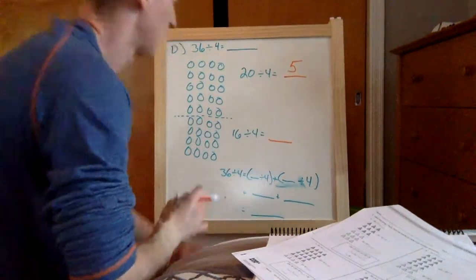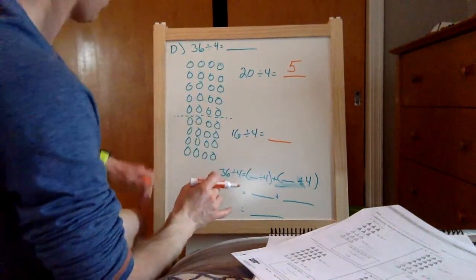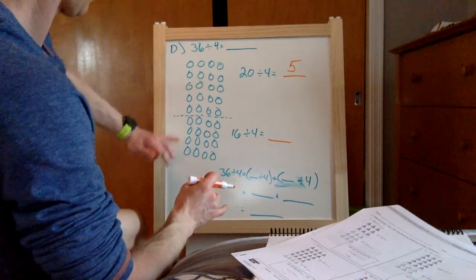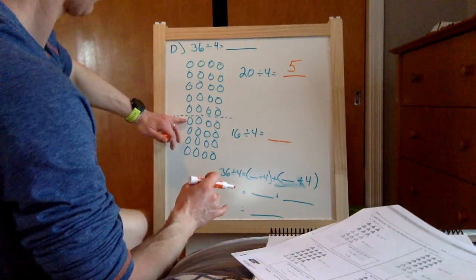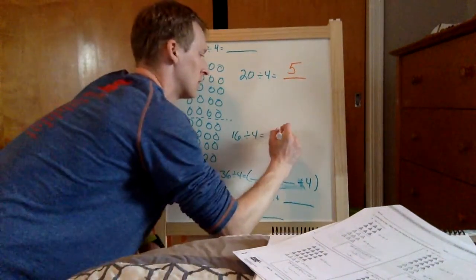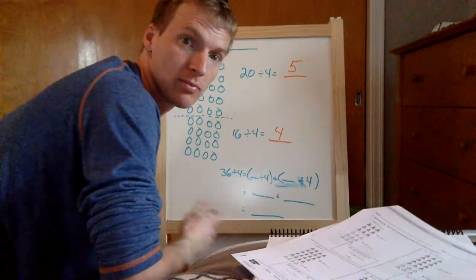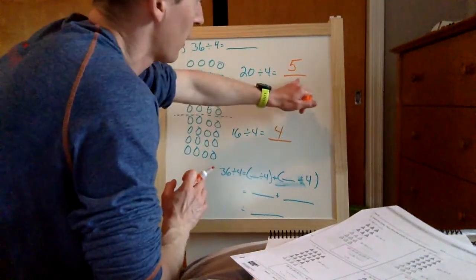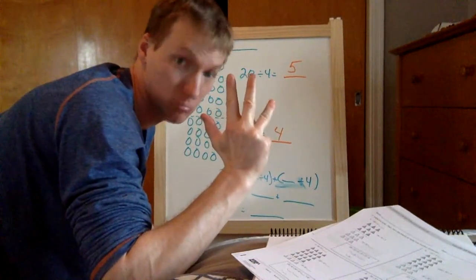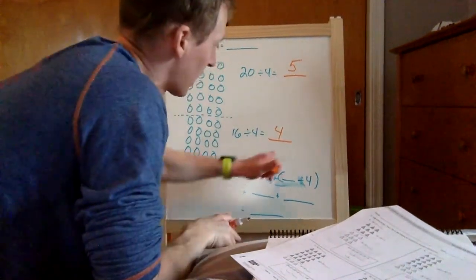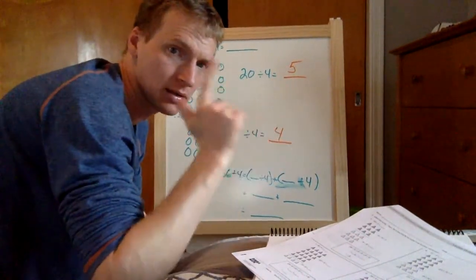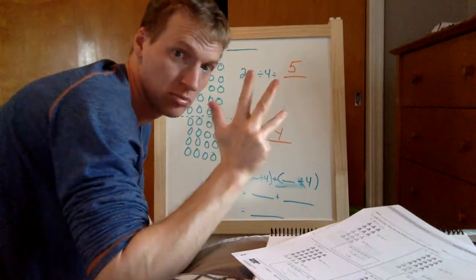Okay? And 16 divided by 4. We have 4 columns, 1, 2, 3, 4. So now let's count our rows from the dotted lines down. 1, 2, 3, 4. Remember, with multiplication, you can always multiply backwards. If you count by 5s 4 times, does it equal 20? 5, 10, 15, 20? Yep, that's counting by 5s. And if we count by our 4s 4 times, does it go to 16? 4, 8, 12, 16. Yep, so we're good.